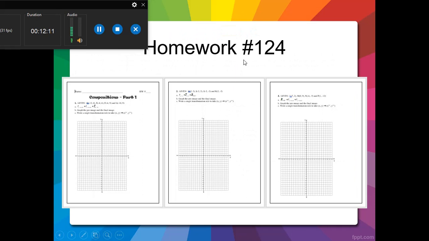This is homework 124. It's our first day of compositions. Make sure you follow the directions and you follow the order correctly. You can put your ordered pairs all down the side. Make sure this is a full mapping on each of these problems. When you graph, it's only the pre-image and then the final image. So it'll be pre-image and triple primes. And then they're asking you to come up with a single transformation. All 3 of these do have a single transformation that is possible.